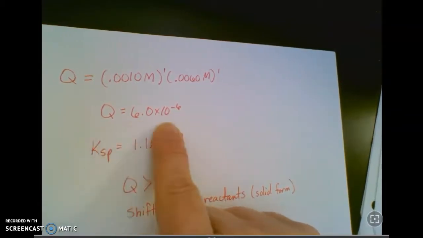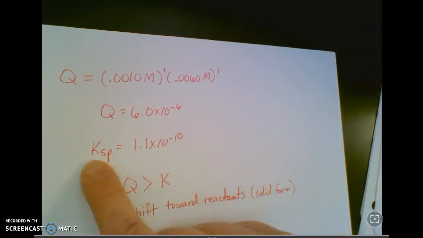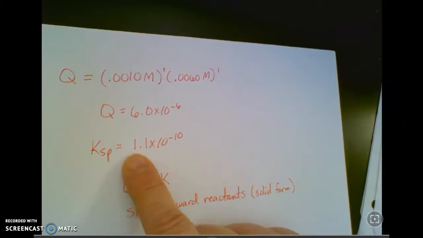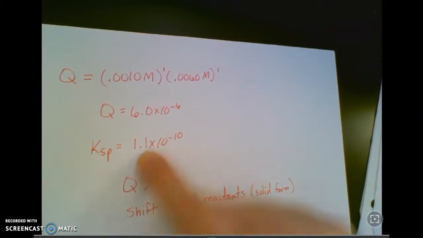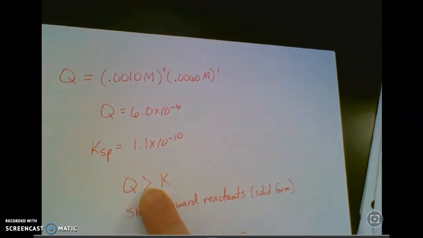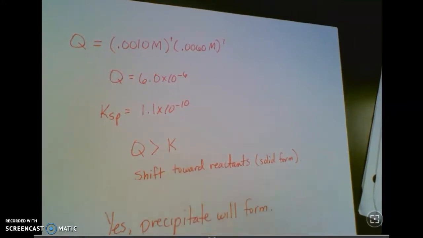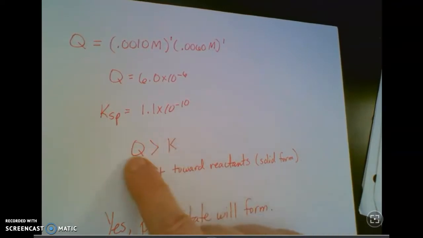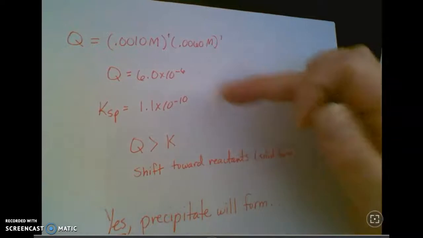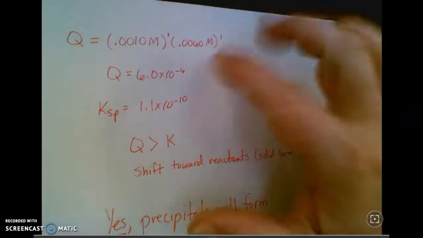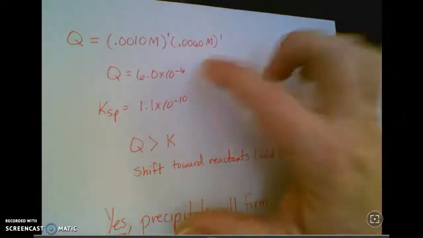Now, once I get Q, I have to compare it to my K. In this case, it's a Ksp. The Ksp was 1.1 times 10 to the negative 10. And so I can see that the value of Q is greater than my value for K. So if you think back to when we first talked about Q's and K's, if the Q is bigger, that means the products are bigger, because this is always products over reactants. Here we just don't consider the reactants because they're solid.